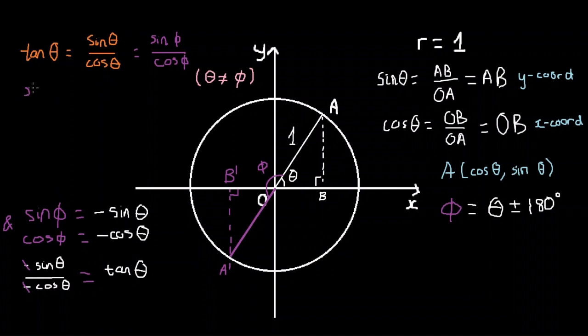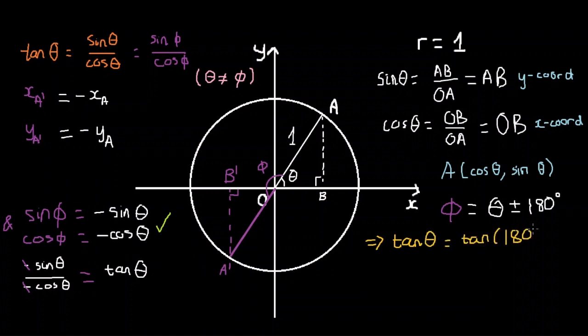Now both the x and y coordinates of the point A dash are negatives of those of point A. Therefore, sine of phi is negative sine theta, and cos of phi is negative cos theta, exactly what we wanted. And therefore we have the general rule that tan of an angle is equal to tan of 180 degrees plus or minus that angle.